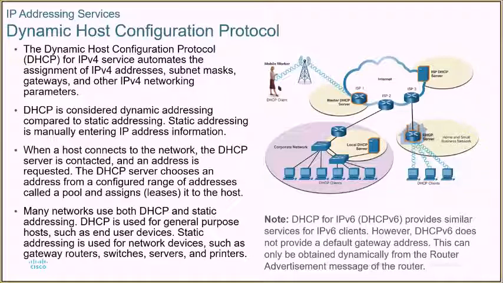Now, DHCP for IPv6 provides similar services for IPv6 clients. However, DHCP version 6 does not provide a default gateway address. This is only obtained dynamically from the router advertisement message from the router.